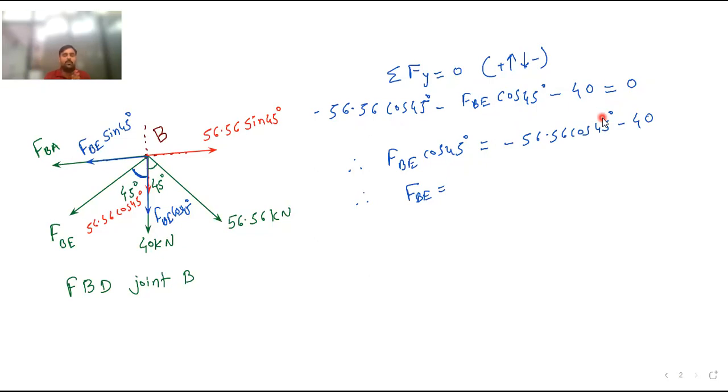Solve it and let me know the value of FBE, the force in member BE. It is 113.12 kilonewton, with a minus sign. So we have got a minus answer. What is the meaning of this? Initially we assumed FBE to be tensile. Now we have got a minus answer. So FBE is equal to 113.12 kilonewton as it is, and instead of this minus sign, I will write here C. It means that its nature is compressive.